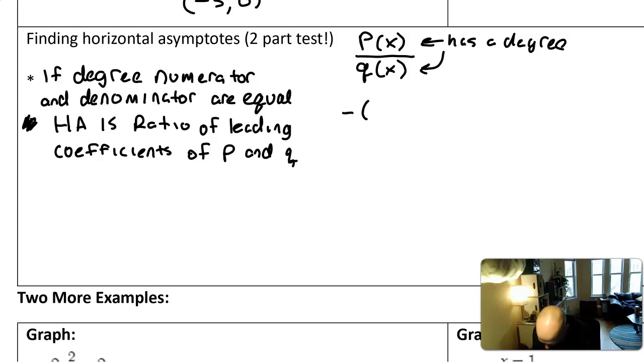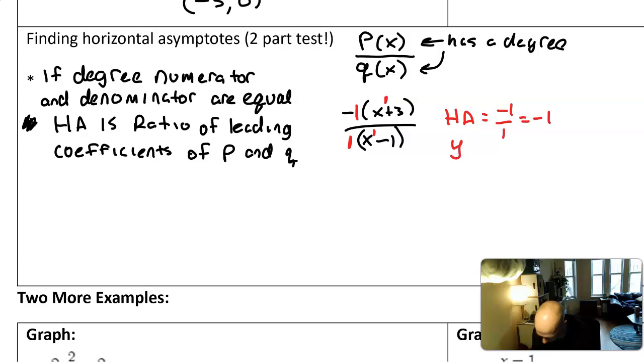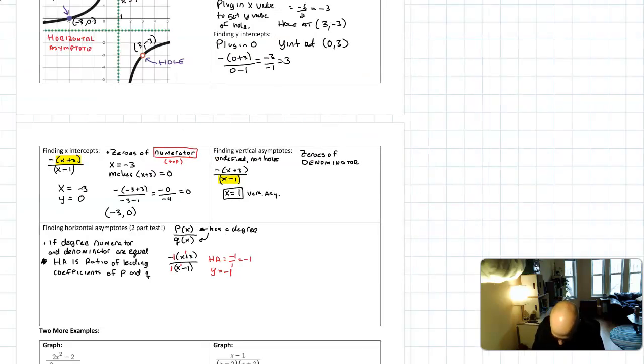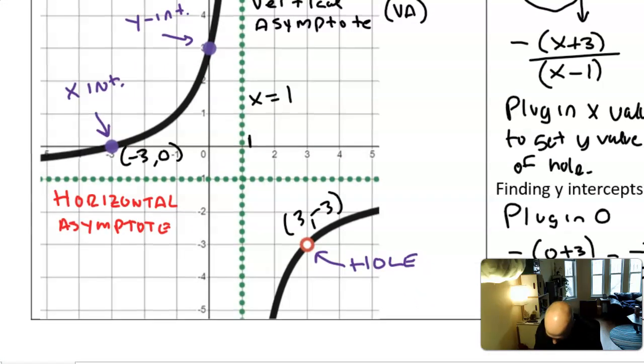So we had negative x plus 3 over x minus 1. Well, this is a first degree, and this is a first degree. So these have equal degree. The leading coefficient of the top is -1, and the leading coefficient of the bottom is +1. So the horizontal asymptote by this test is -1 over 1, which is just -1. So the horizontal asymptote is at y equals -1. And we can flip and take a look. There's our graph of this function, and oh my gosh, it is at y equals -1.